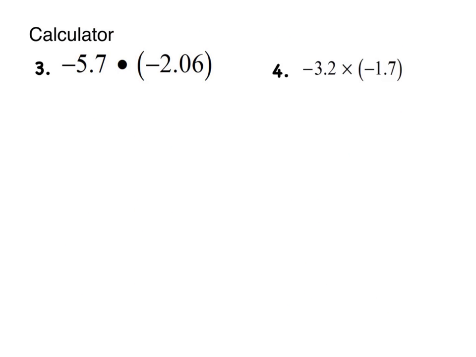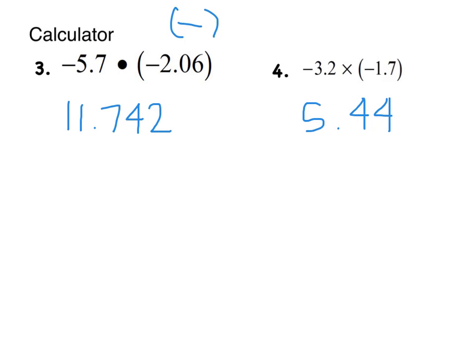Try these two on the calculator. Remember that when you see those negative signs, you want to use the negative button in your calculator, not the subtract sign. Start the video up when you're ready to check your answers. All right, the answer for number 3 is 11.742. The answer for number 4 is 5.44, and both of them are positive answers.